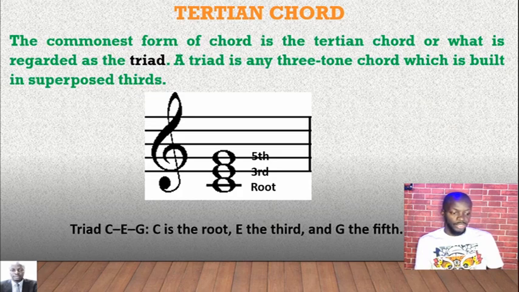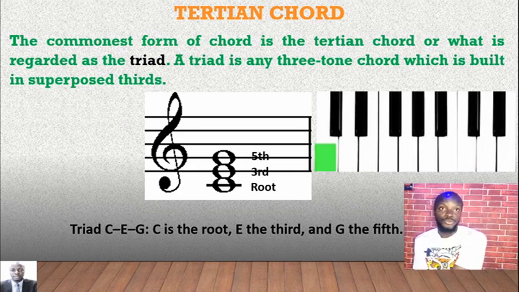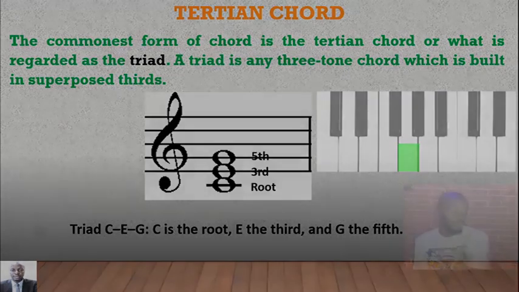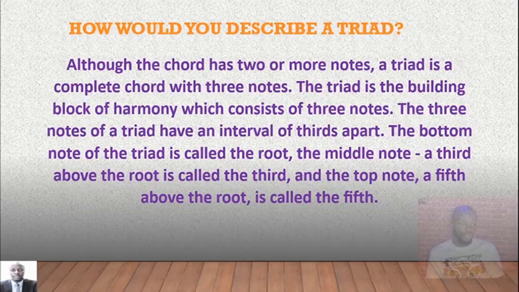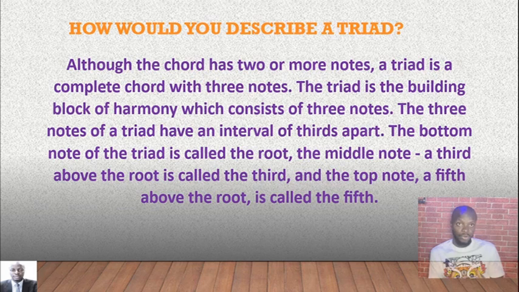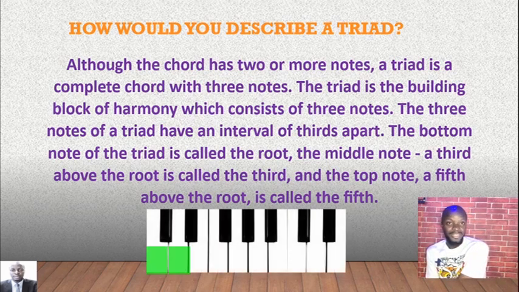Now let's move on. So this is a C triad, right? C, E, G, and C is the root, E is the third, and G is the fifth, right? How would you describe a triad? Although the chord has 2 or more notes, like I have stated previously, a chord has 2 or more notes. So any 2 notes at all can make a chord, regardless of the interval, right?